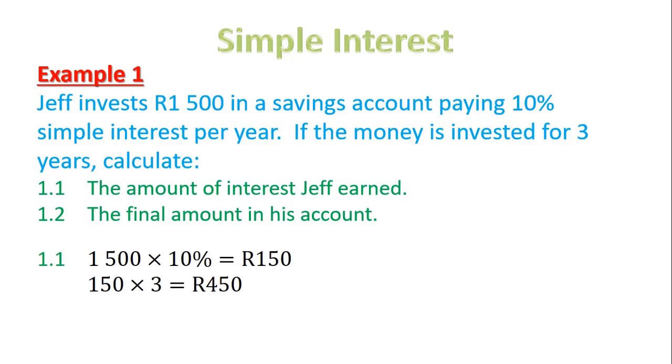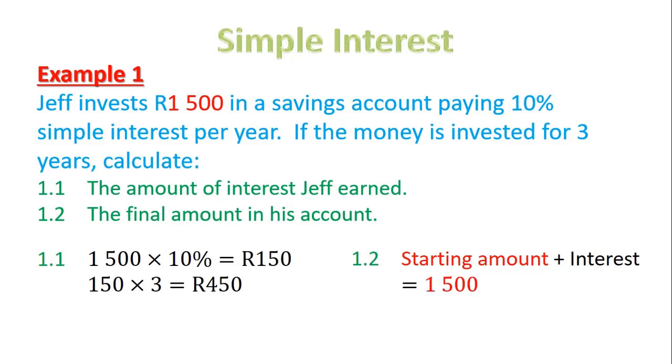Now let's look at 1.2. The final amount. So the final amount is my starting amount plus the interest. If you want to press pause and write that down, maybe that's a good idea. But your final amount is your starting amount plus the interest. So my starting amount is 1,500 bucks plus my interest, which is 450 Rand. Again, I put that in my calculator, or I do it in my head, and I get that equal to 1,950 Rand.